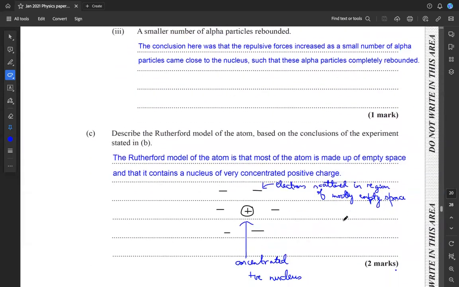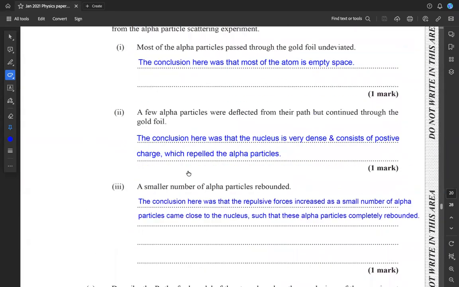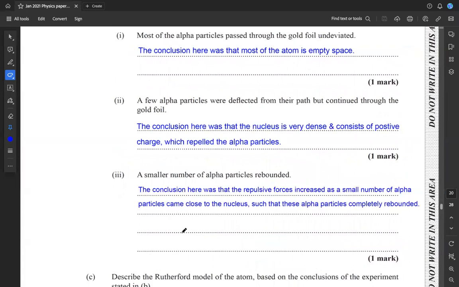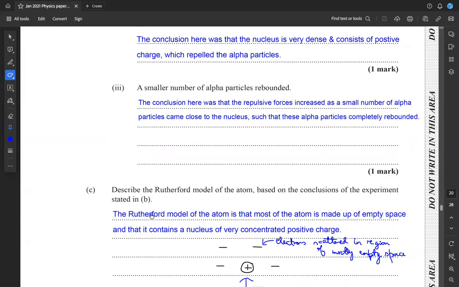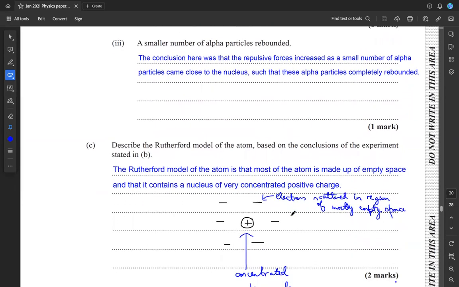All right. So moving down to part C now, we have to put everything together, and they're asking us to describe the Rutherford model of the atom based on the conclusions of the experiment stated above. So we had 3 conclusions that we came out with, and when we put those 3 together, we get the description of the Rutherford model of the atom, which is that most of the atom is made up of empty space, and that it contains a nucleus of very concentrated positive charge. We can come up with that description based on those conclusions in part B.